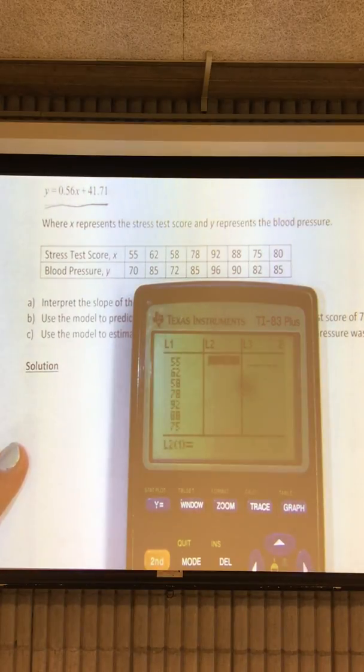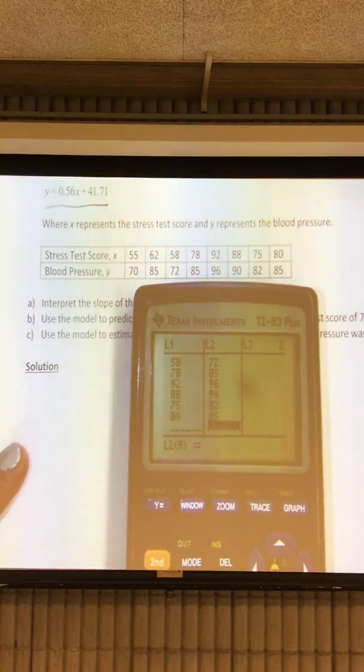Now we arrow to L2, and L2 is your Y values. So let's enter the Y values. You have 70, 85, 72, 85, 96, 90, 82, and 85.